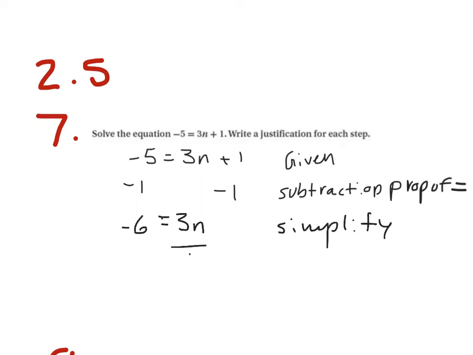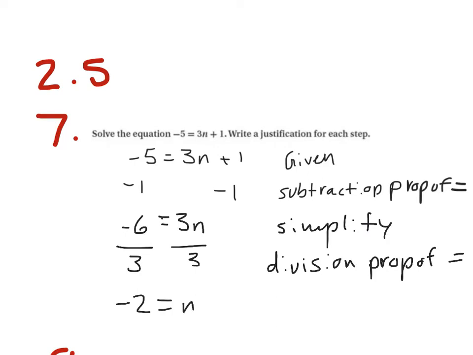Next step, we would divide 3 from both sides. Well, before we do that, we need to write this step, which is the division property of equality, because we're dividing on both sides of the equal sign. And now we have -2 is equal to n, and we just simplified.